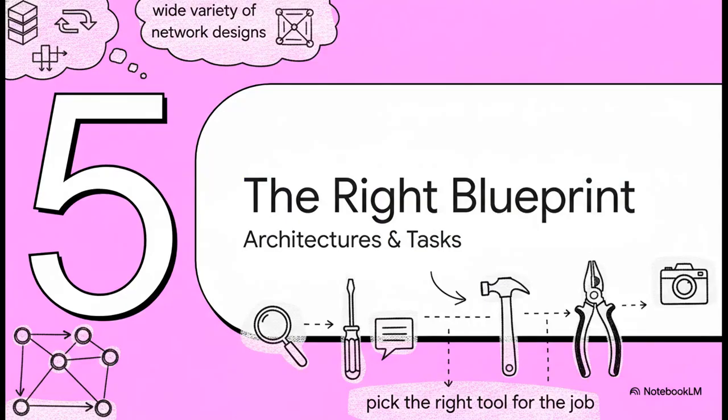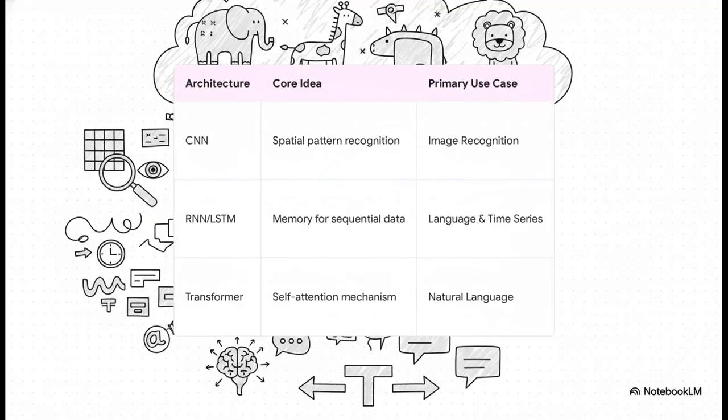Now, what's really important to remember here is that all of these training principles we've covered, they apply across lots of different network designs, or what we call architectures. And just like in a workshop, for any given problem, you've got to pick the right tool for the job. And believe me, there is a whole zoo of these architectures out there. But the big three you'll hear about most are, first, convolutional neural networks, or CNNs. These are absolutely brilliant for seeing, for finding patterns in images.